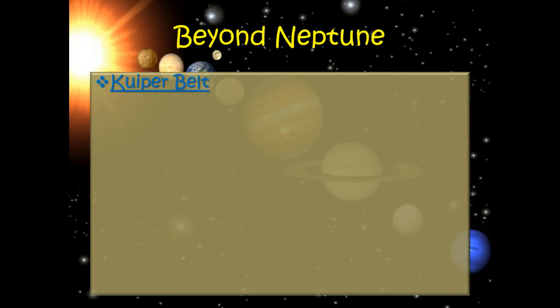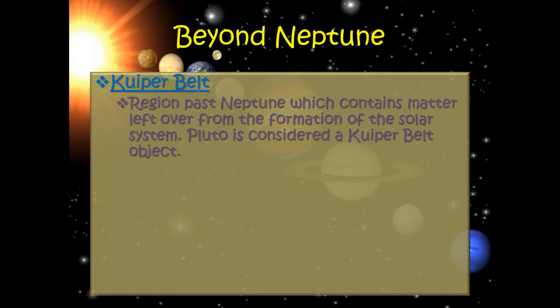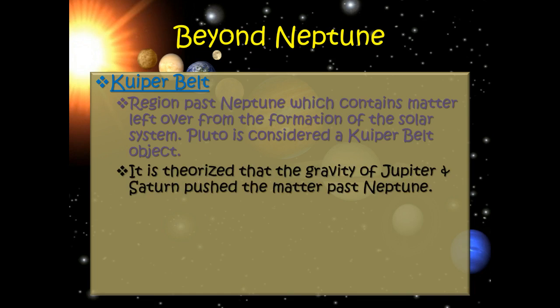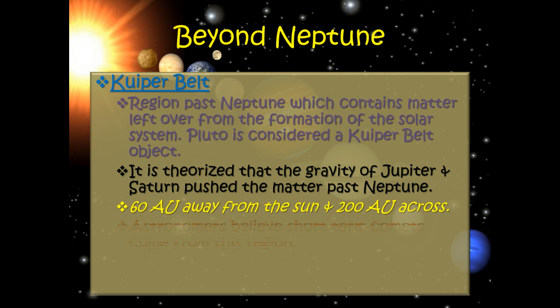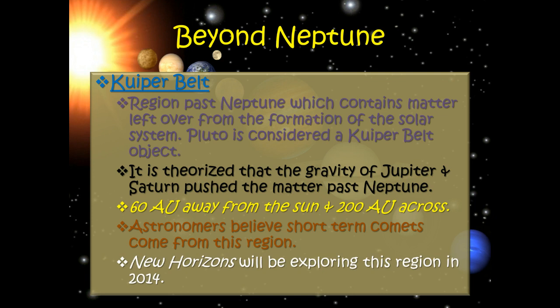As we go past Neptune, we encounter what's known as the Kuiper Belt. The Kuiper Belt is a region of asteroids and near comets that were pushed out by the gravity of Saturn and Jupiter. The Kuiper Belt is about 60 AU away from the Sun and is 200 AU across. Again, astronomers believe that the short-term comets come from this region of the solar system. The probe New Horizons is exploring this region at this time.